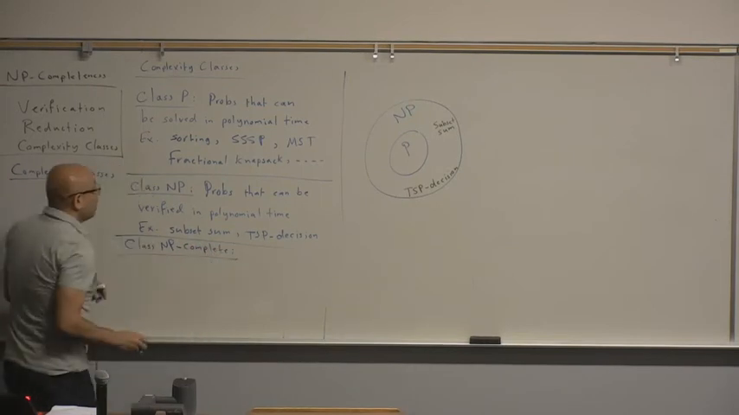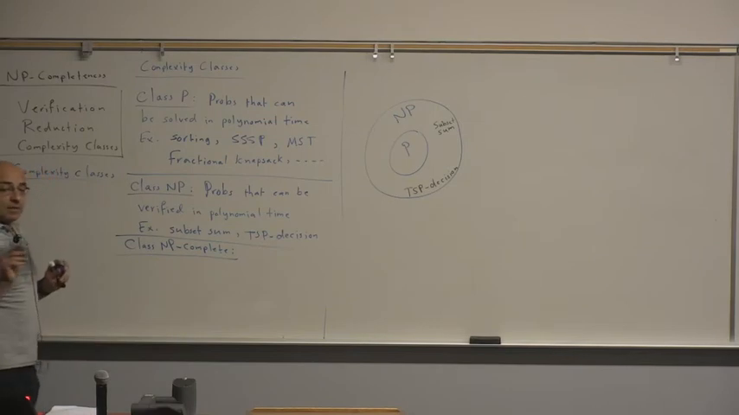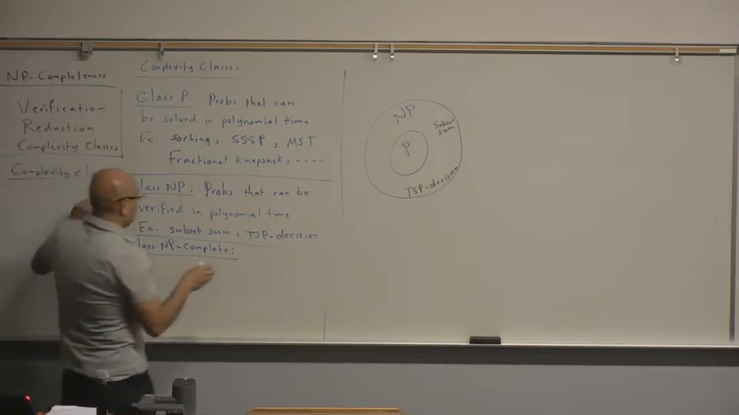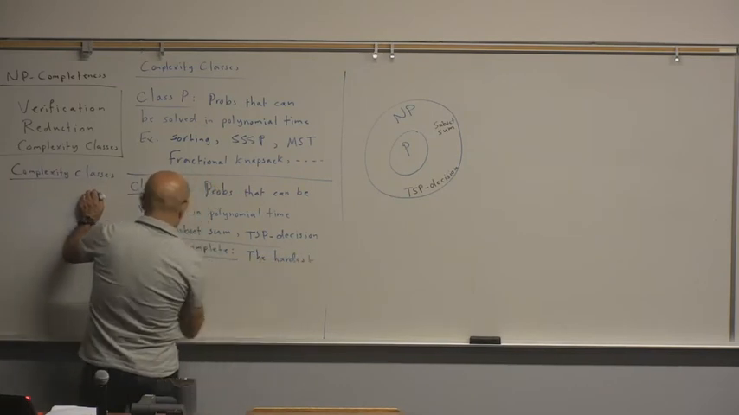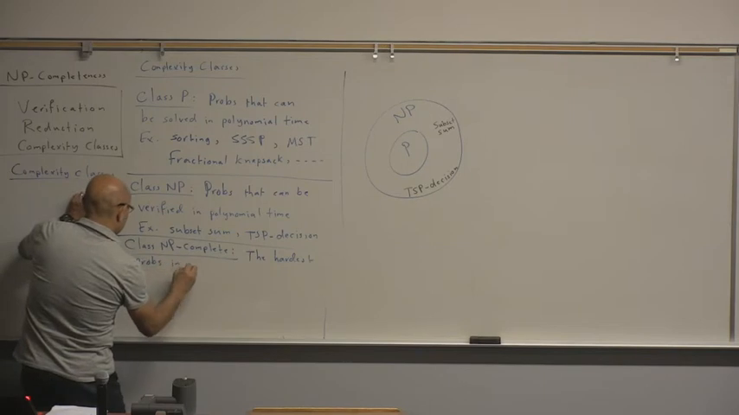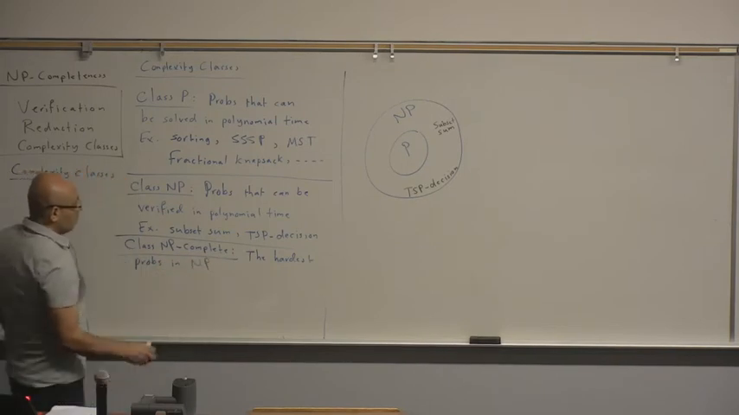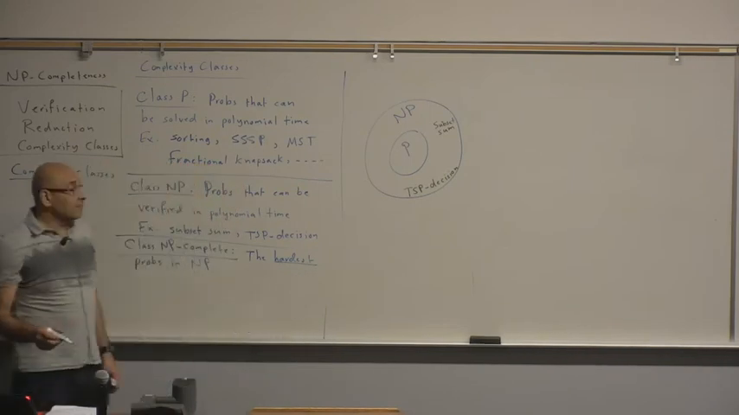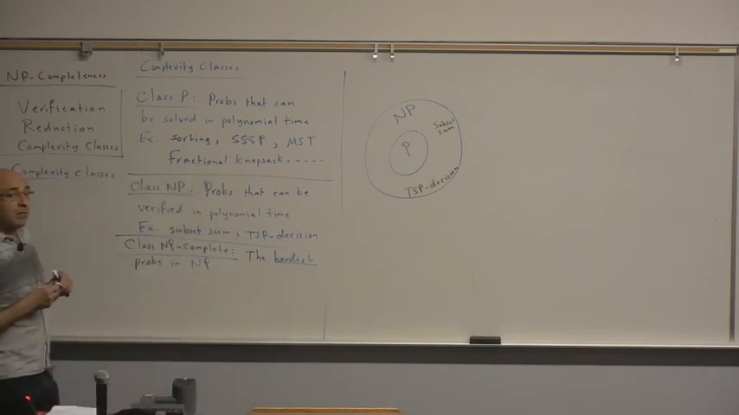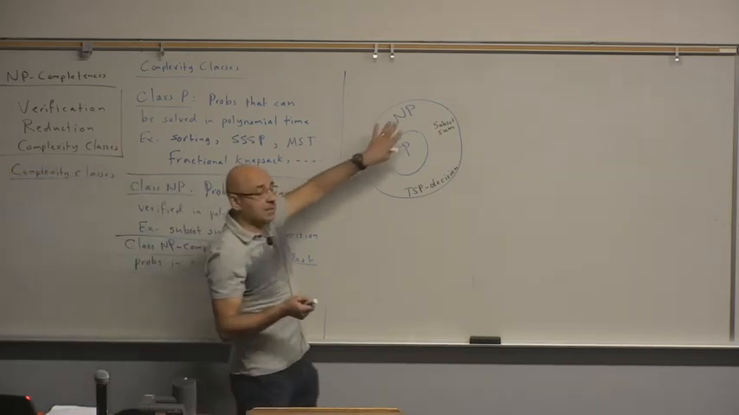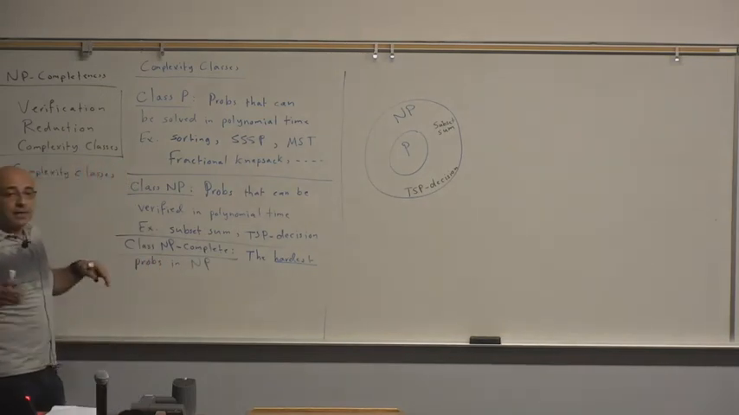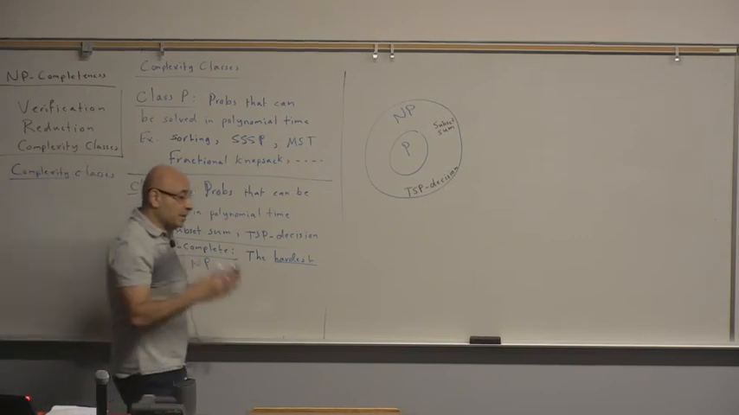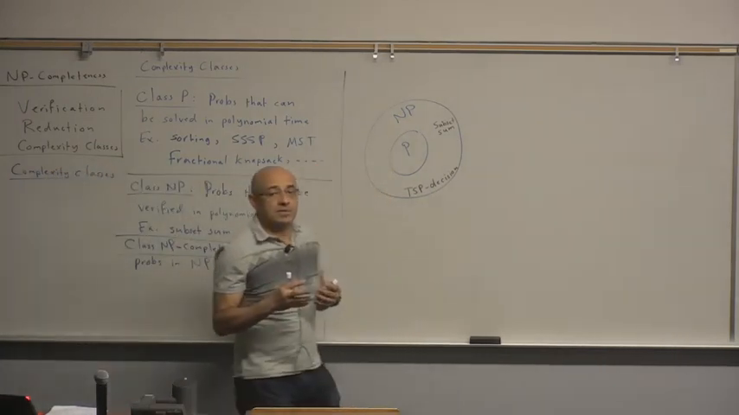Class NP-complete are, and we're still defining these informally. So later in this lecture, we will define NP-completeness formally. But informally, these are the hardest problems in NP. What do we mean by the hardest? We mean that if we can solve one of them, we can solve all the problems in NP. So now this may sound weird, and it will not make much sense until we present the concept of reducibility, which is in fact the main concept that we will be focusing on today.